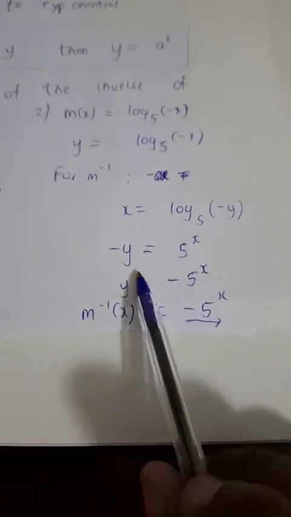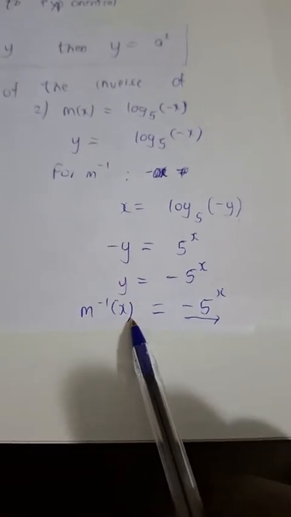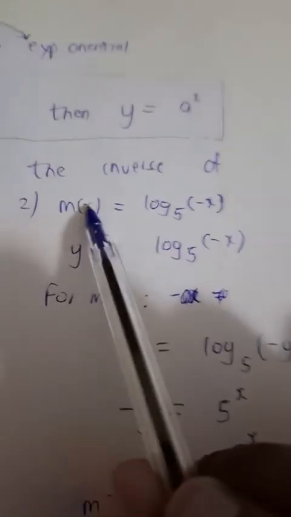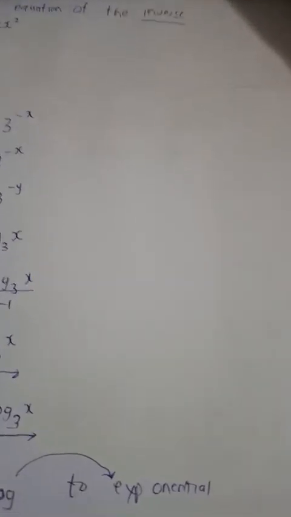So obviously, I've just gone and written it in the form of the inverse, because I was initially given m of x. So always take note in the question what form they ask you to leave the answer in, okay?